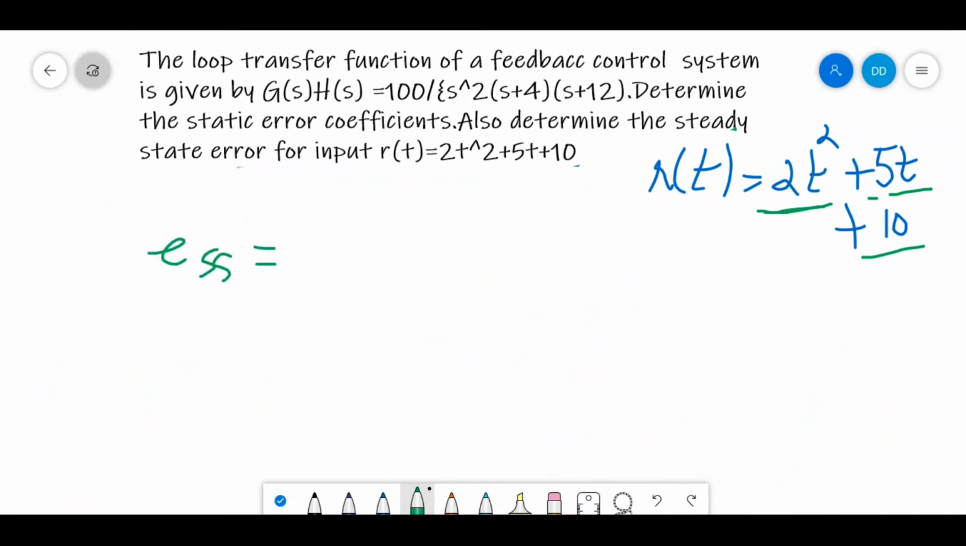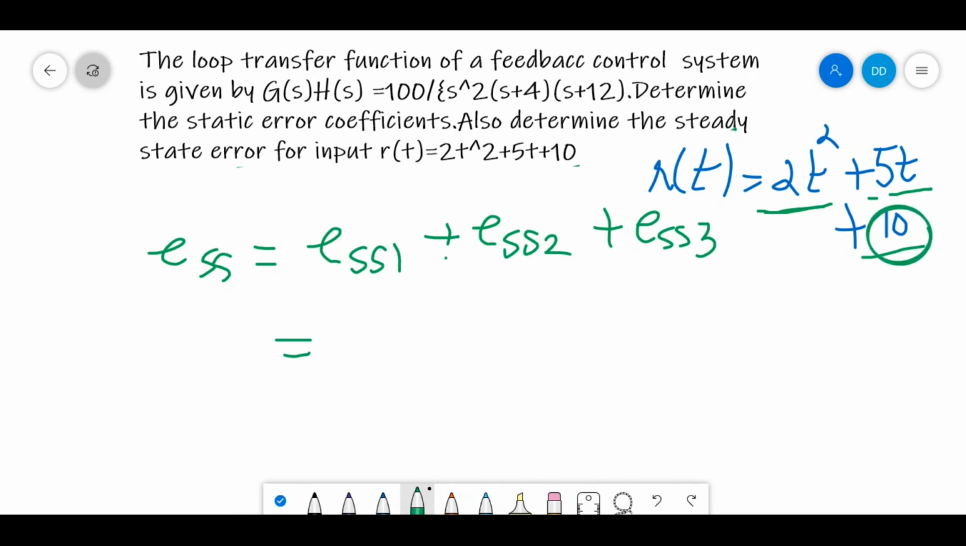So steady state error ESS is given by the steady state error due to step input, the steady state error due to ramp input, and the steady state error due to parabolic input. So ESS1 plus ESS2 plus ESS3. First one is due to step input. The step input has a magnitude 10.